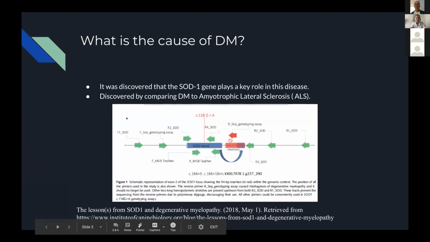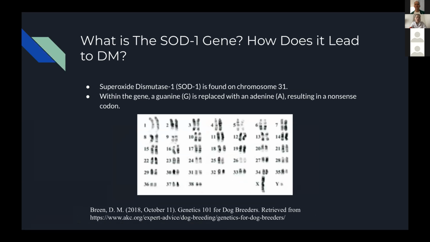So what is the cause of DM? In 2009, researchers looking at the similarities between ALS, which I'll talk about in a later slide, and DM discovered that the main cause was the SOD1 gene, which plays a key role. There is an insertion of a new nucleotide. The SOD1 gene is superoxide dismutase 1, and it's found on chromosome 31 in dogs. You're going to see a switch from a guanine replaced with an adenine, resulting in a nonsense codon.